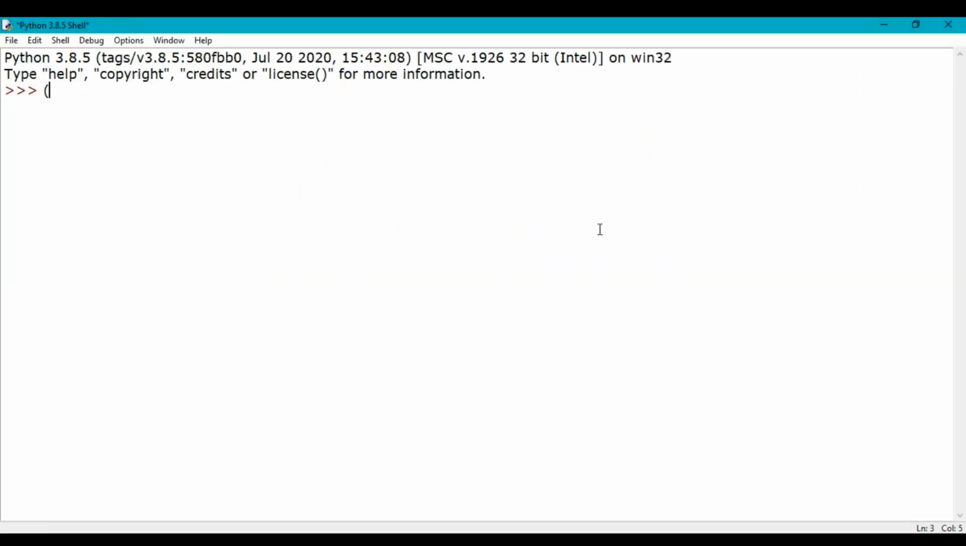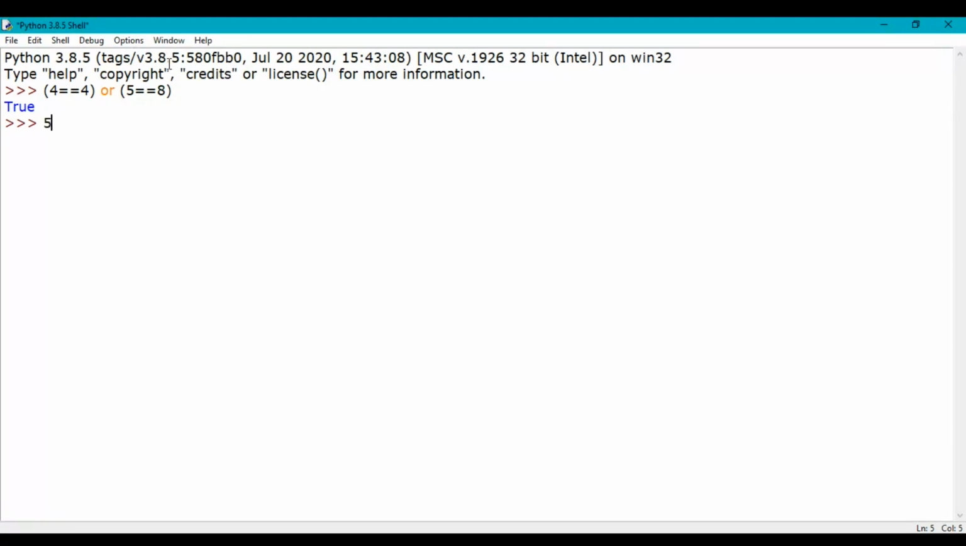So we'll start with OR operator. 4 equal to 4 or 5 equal to 8. Here 4 equal to 4 is true, 5 equal to 8 is false. But for OR operator, even if one operand is true, the answer will be true. So now you see the answer is true.